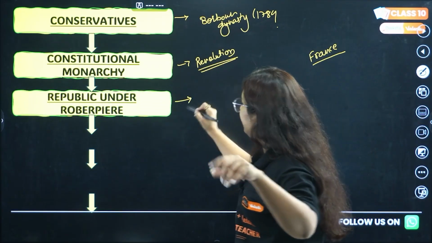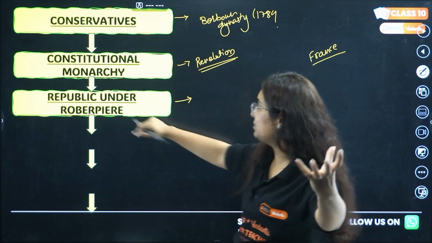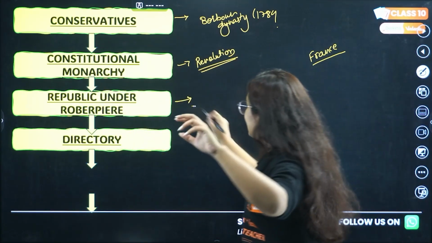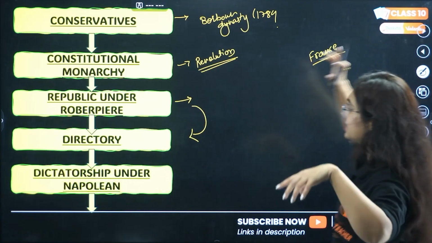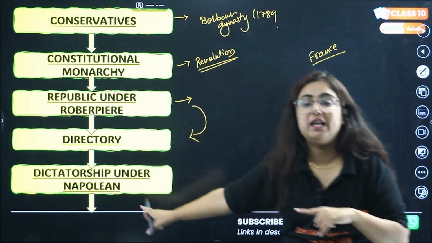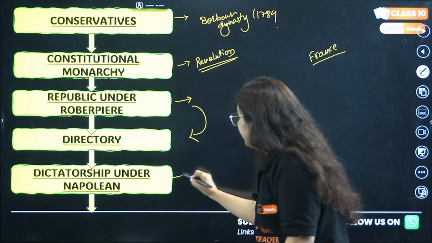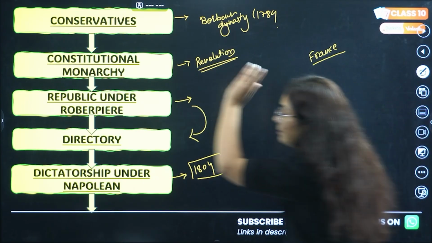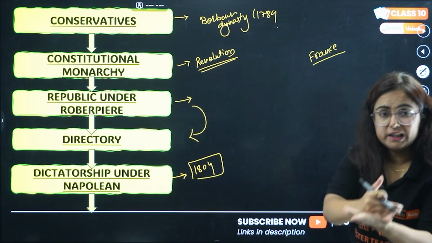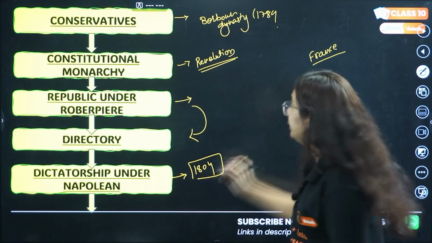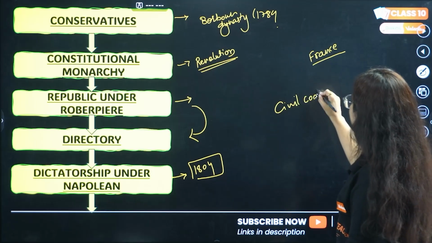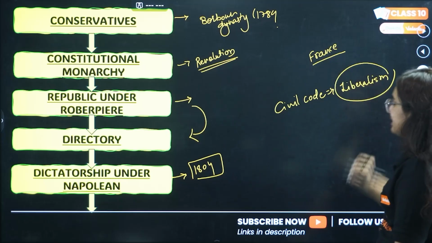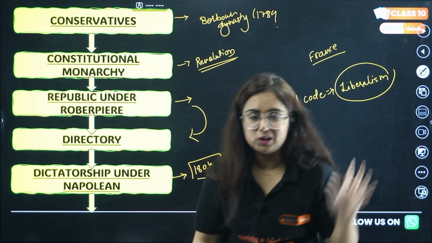Now came the people who demanded a republic under Maximilian Robespierre. Maximilian Robespierre was not good for the society and hence came the Directory. Directory was not stable for the political order and hence came dictatorship under Napoleon. Napoleon came into power in 1804. Why am I telling this? Because we are going back to France now. Now Napoleon came, Napoleon developed the civil code. That civil code was somewhere dependent on the feeling of liberalism. We understood what actually liberalism is with the help of social, economic and political divisions.